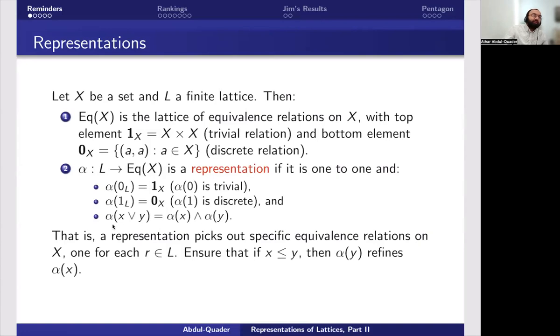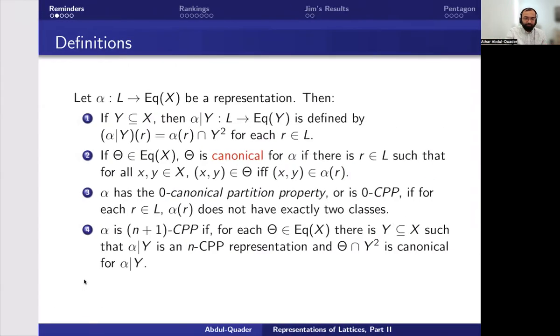A representation is a one-to-one function alpha from a lattice L to the lattice of equivalence relations on X, where alpha of 0 is the top element, in other words the trivial relation, alpha of 1 is the bottom element, i.e. the discrete relation, and alpha sends joins to meets. The way I think of this is that if X is below Y in the lattice, then alpha of Y should refine alpha of X. So alpha sends the bottom element to the trivial relation, the top element is discrete, and we refine as we go up.